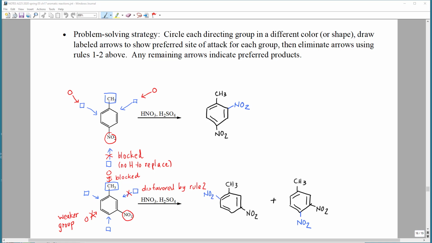What we would conclude then is that the groups agree. Both of them want the electrophile to come into one of these two positions. This would be our preferred product. We would also get a product where the nitro group was attached here, but we could just flip that over 180 degrees. It would be the same thing.